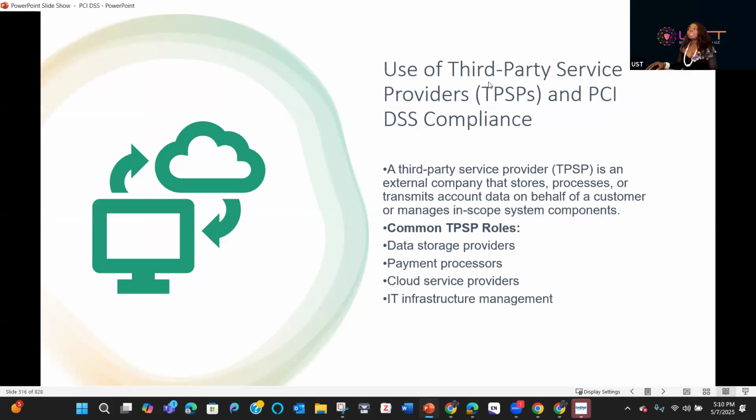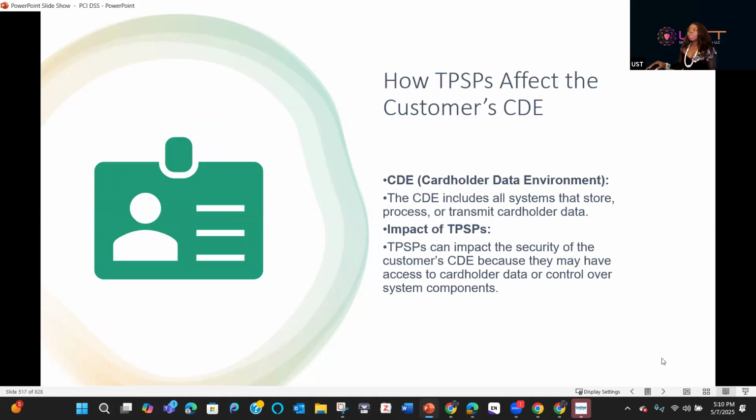Also, the use of third-party service providers and PCI DSS compliance. A third-party service provider is an external company that stores, processes, or transmits account data on behalf of a customer, or manages in-scope system components. First, what is their role? They include data storage providers, payment processors, cloud service providers, as well as IT infrastructure management.